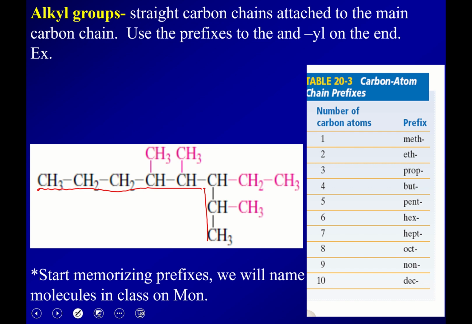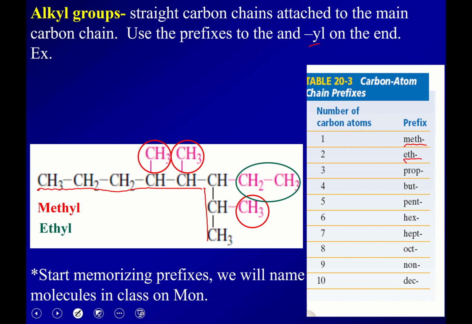And then we have some other side groups coming off there. We have a single carbon. And if we look over here, the name for single carbon is meth. And we would put the YL ending on it. So that would be a methyl group. We have 3 methyl groups on here. Okay. Then we also have a 2 carbon coming off of the main carbon chain. And that's an ethyl group because eth is the prefix for 2.